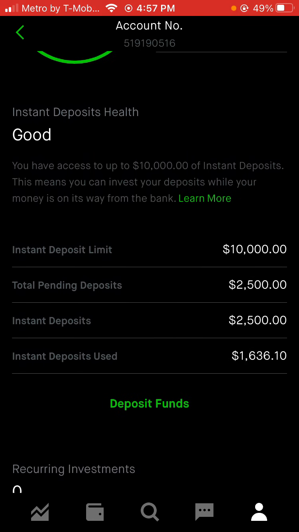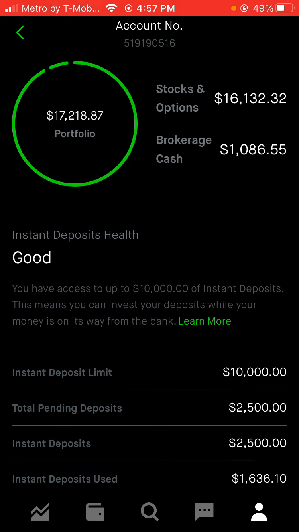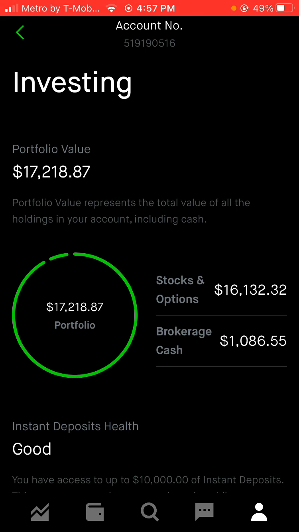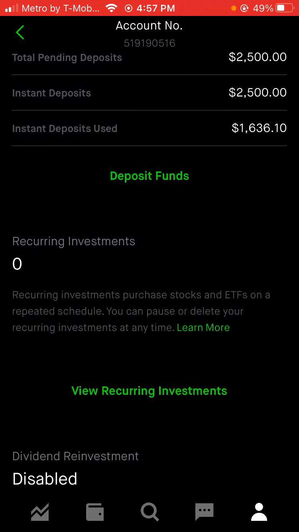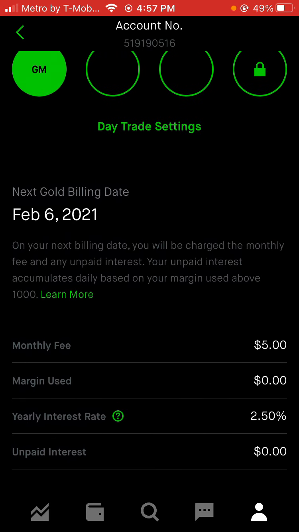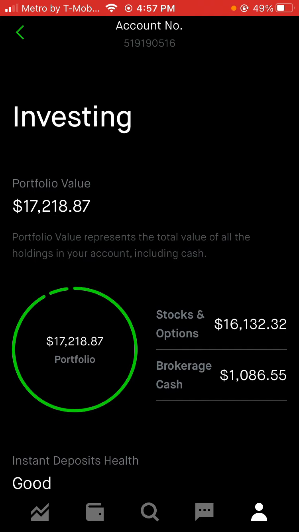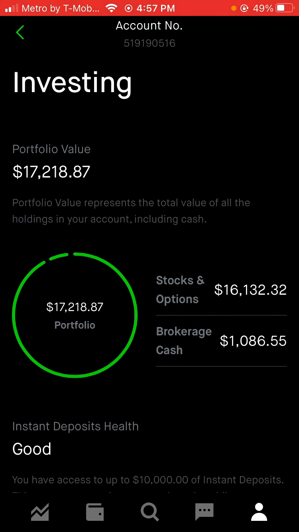So next you have to deposit some money, which shows up on your deposit area. So after you do all that, I highly recommend you upgrade to the gold membership. The gold membership is $5 a month. I already have it, so it's not going to show up.